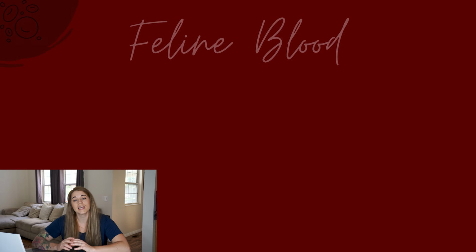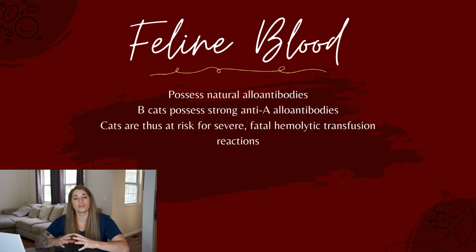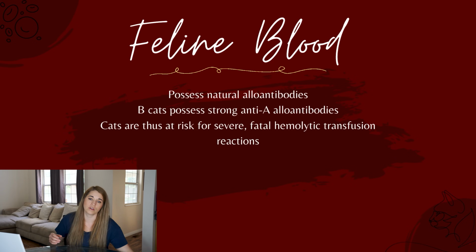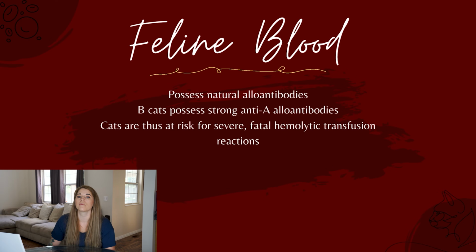Unlike dogs, cats do possess natural alloantibodies against blood types that are not their own. Type B cats specifically possess large, strong quantities of natural alloantibodies against type A blood. Type A cats still do possess alloantibodies against type B blood, but just to a lesser extent than our type B cats do. Because of this, cats have to be blood typed every time for every transfusion. And depending on the resource that you're referencing, there are recommendations to cross-match every single cat every time as well.